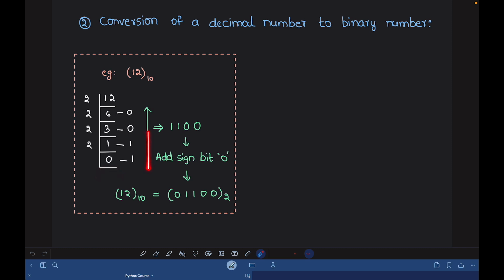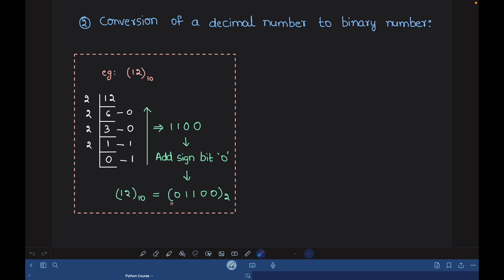Now we take these remainders from bottom to top to get the binary representation for 12. So it will be 1100, right? So this is how we generally find the binary representation of a decimal number. But we know that Python uses 2's complement binary representation, right? Which means there has to be a sign bit on the leftmost side. So what we do is we take this 1100 and add a sign bit 0 on the left.